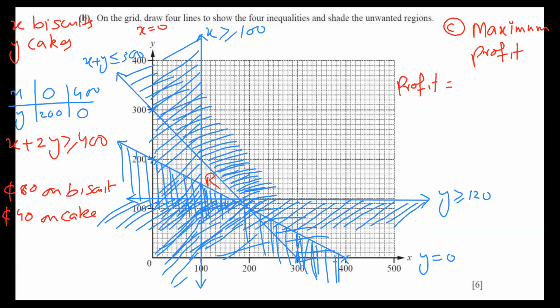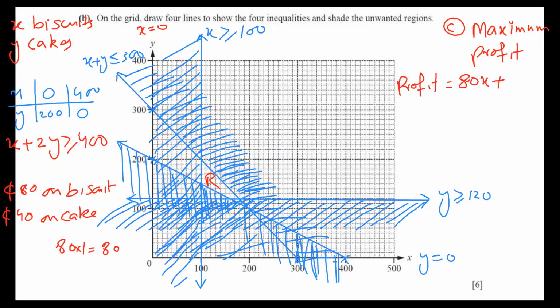What is the equation of profit? You have done this to some extent, because you know there is 80-cent profit on each biscuit. So on one biscuit, 80 into 1 gives 80 profit, 80 into 2 for 2 biscuits, and 80 into x for x biscuits.